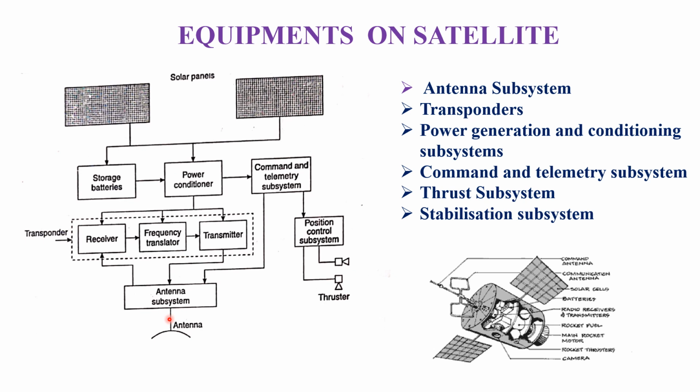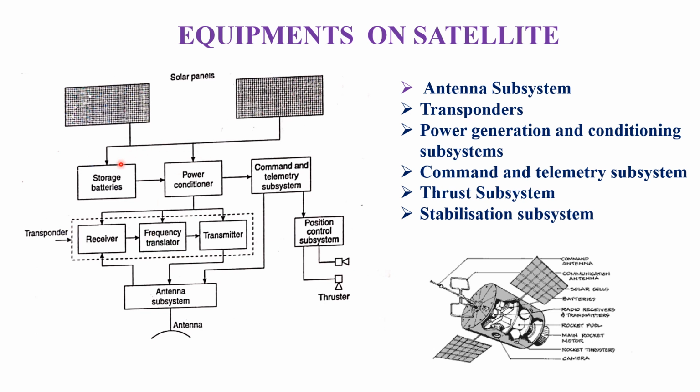And next is the transponders. Here, the equipment which receives a signal, amplifies it, changes its frequency, and retransmits it is called a transponder. Most satellites have more than one transponder. The bandwidth handled by a transponder differs from one satellite design to another, but most satellites will have transponders of bandwidth 36 megahertz.